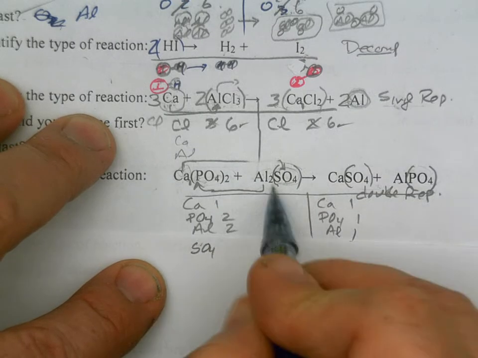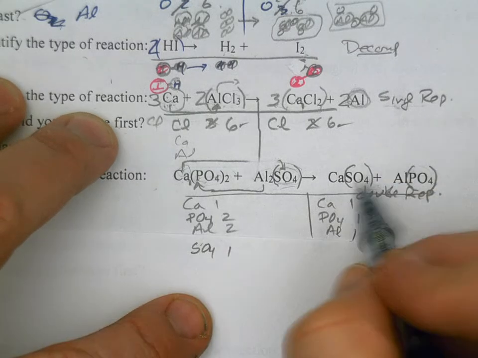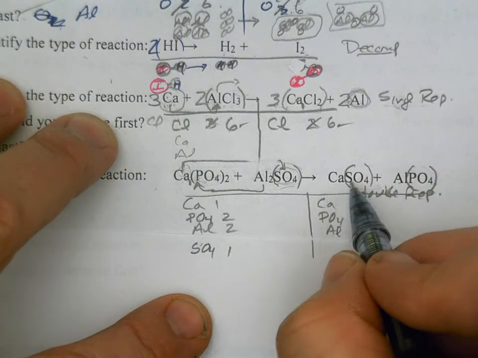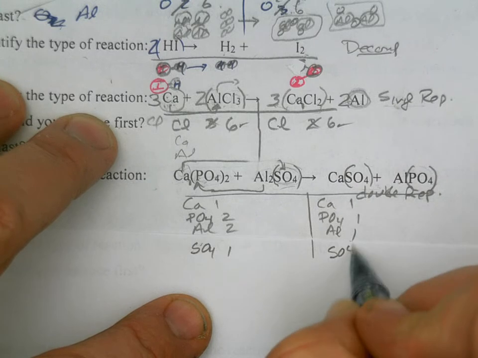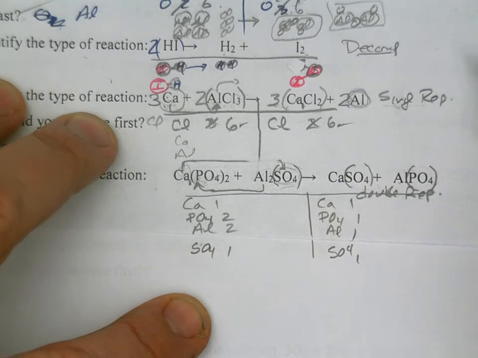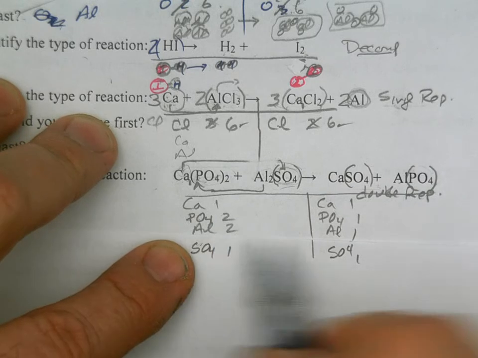They stick together, and in this reaction, there was just 1 of them. Over here in the products, there's still just 1 of them. So SO4, just 1. All right, so the calciums are okay. So we've got to work on the aluminums and the phosphates.